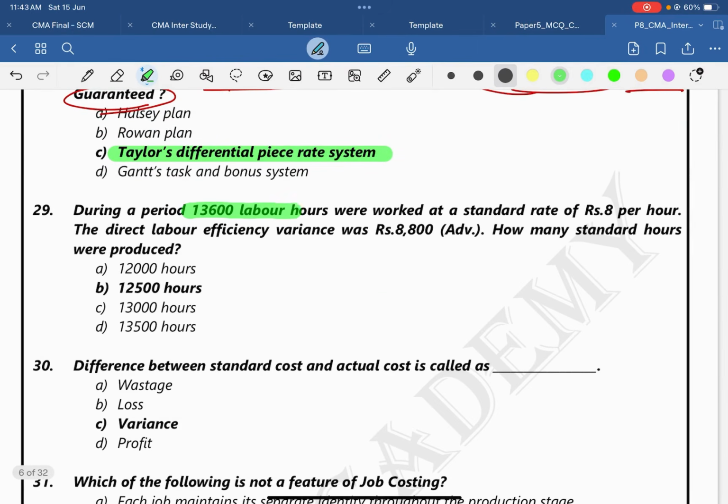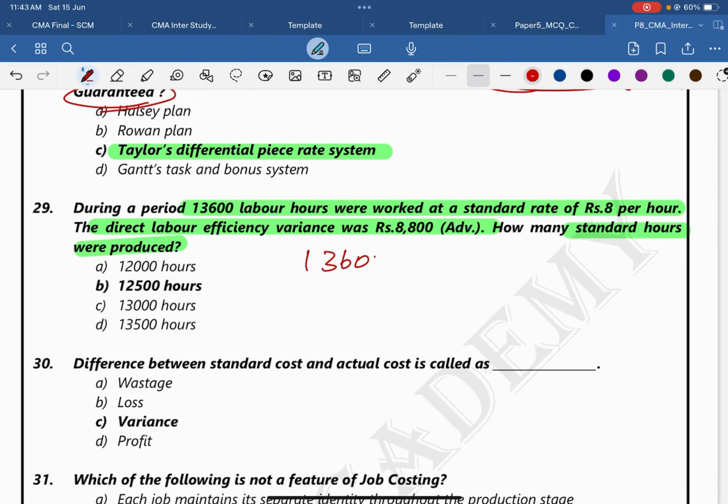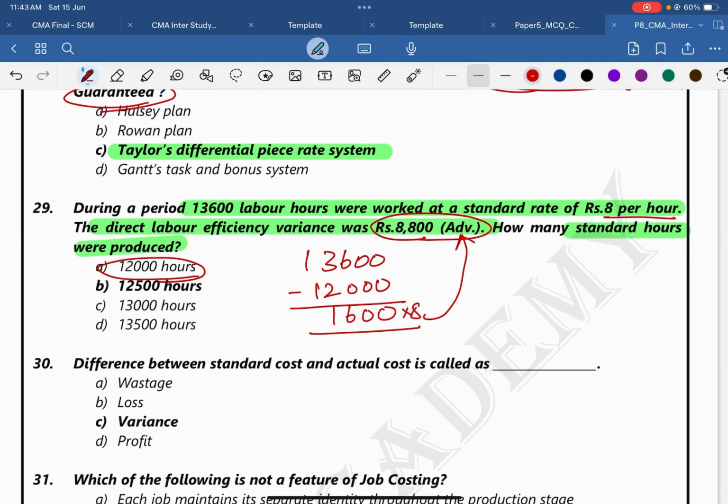During a period, 13,600 labor hours were worked at a standard rate of 8 per hour. The direct labor efficiency variance is 8,800 adverse. How many standard hours were produced? Very simple. We will go with the actual method or we will go with the trick. You will get 13,600, 8 per hour, and 8,800 adverse value. Then you will take an option. First take 12,000. 13,600 subtract 12,000 gives 1,600. 1,600 multiplied by 8 gives 12,800, so it should not be your answer.